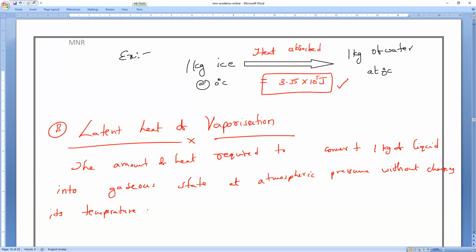That means what temperature it is? Everybody? At its what temperature, guys? Boiling point. At its boiling point it is called latent heat of vaporization. Enara, Kishora, writing?